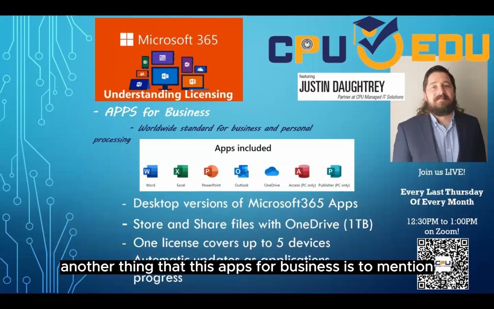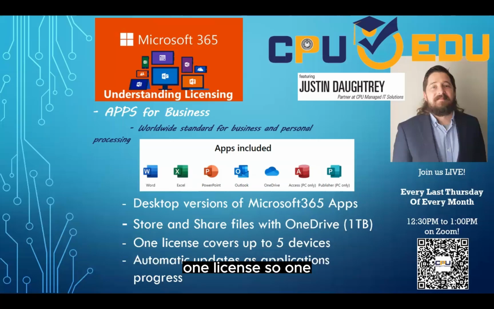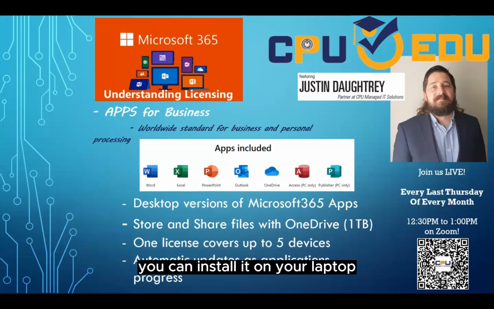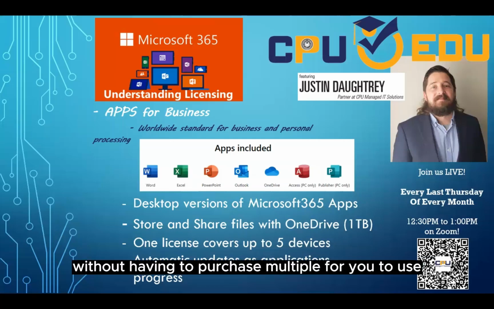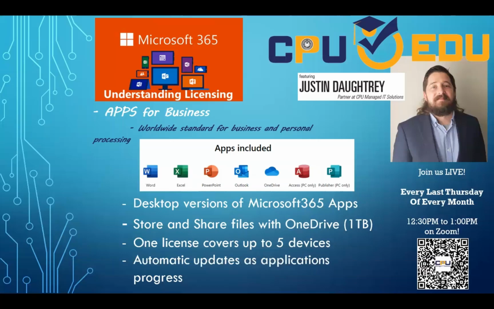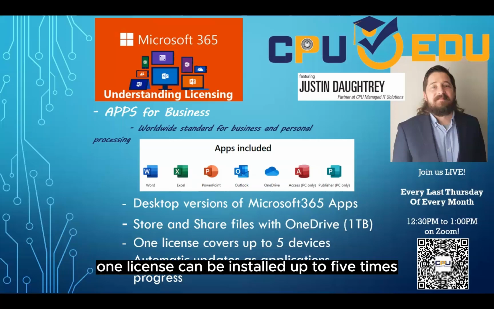Another thing to mention about Apps for Business is that one paid license can be installed on up to 5 devices. So you could have the Apps for Business license, and you can install the apps on your desktop. You can install it on your laptop. You can install it on your tablet, etc. That way they can all share that one license without having to purchase multiple for you to use, as we all have multiple different types of devices. So that's important to know, that you don't have to buy one for your desktop at home or your office, buy one for your laptop that you use on the road and things like that. One license can be installed up to 5 times.